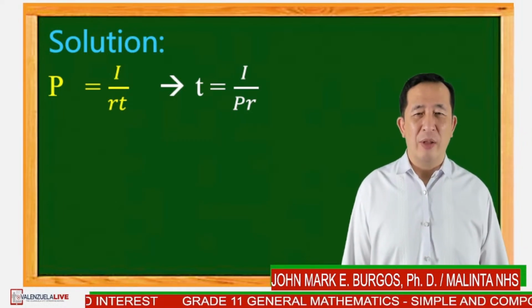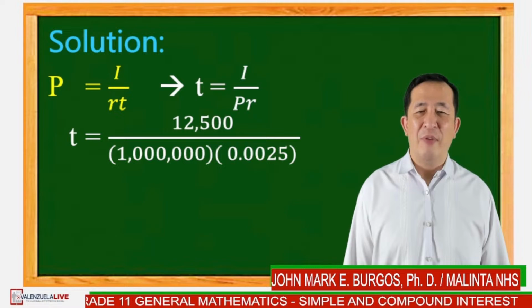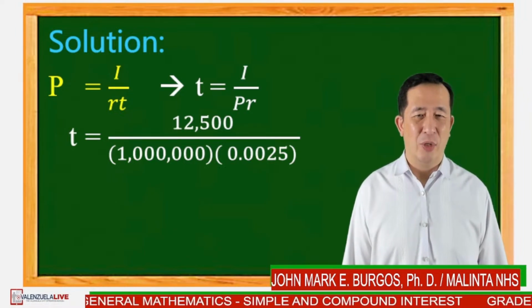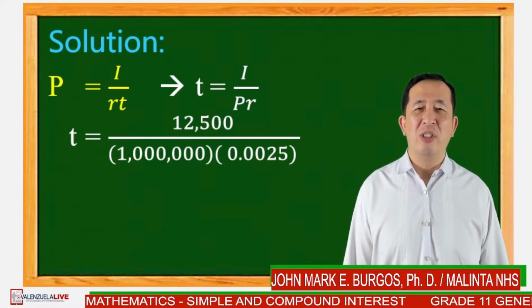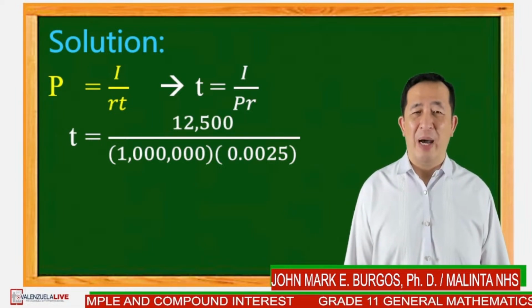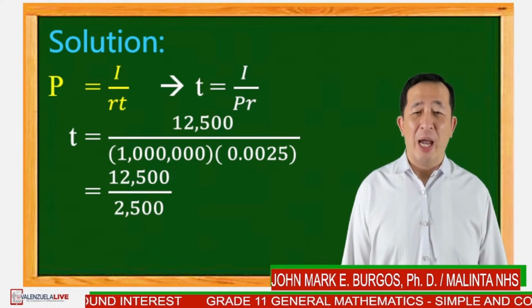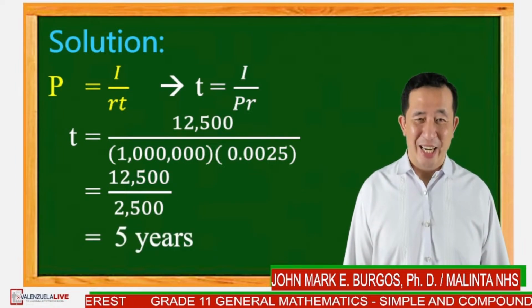To substitute the values, we have 12,500 divided by 1 million pesos times 0.0025, or 12,500 divided by 2,500. The time will be 5 years.